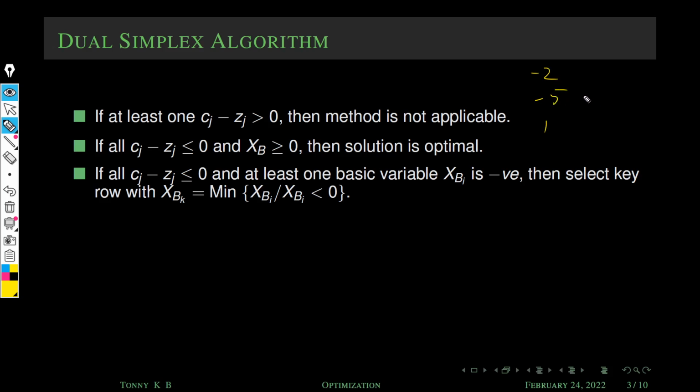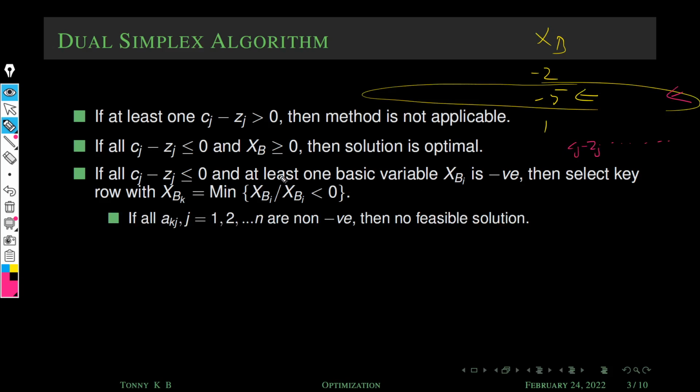Then choose the minimum one. So in this case, this is the minimum, right? Suppose this is our column corresponding to xb. Then we can choose this row as the key row. Clear? In this case, there are two sub cases. So now we choose the key row.